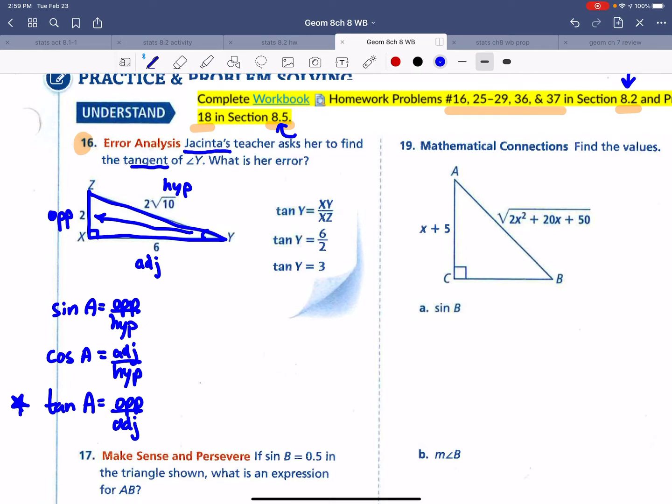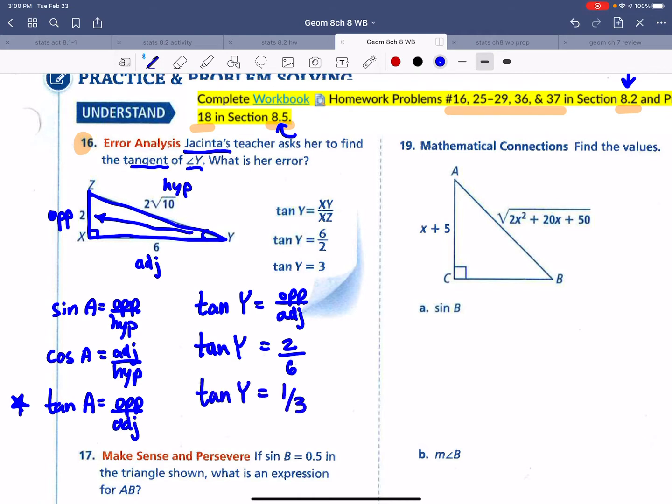So the tangent of my angle here, my reference angle is y. And what is my opposite side? My opposite side is 2, right? Tangent is opposite over adjacent. So the tangent of y is 2 over 6. So the tangent of y is 1/3.